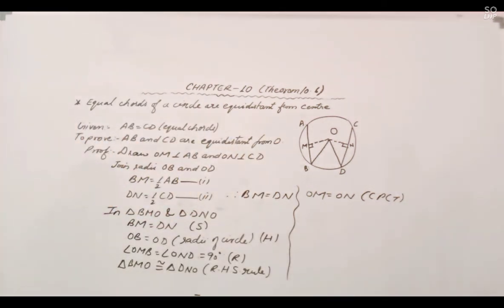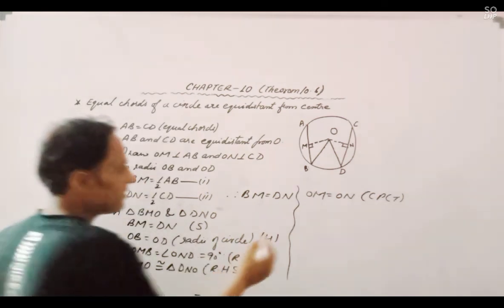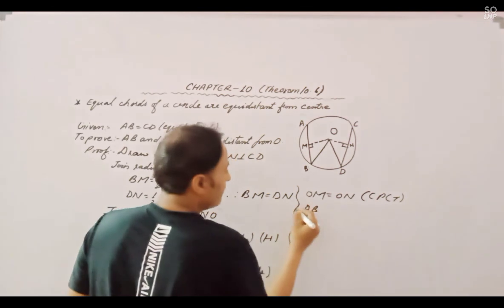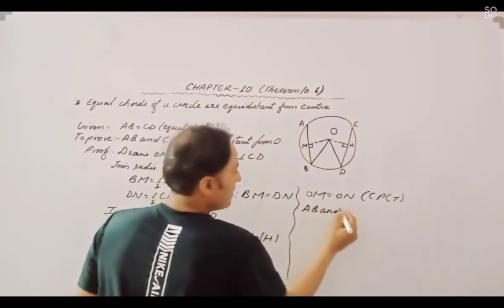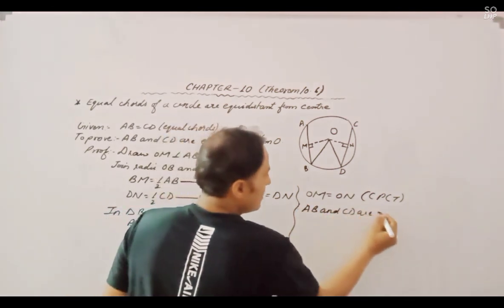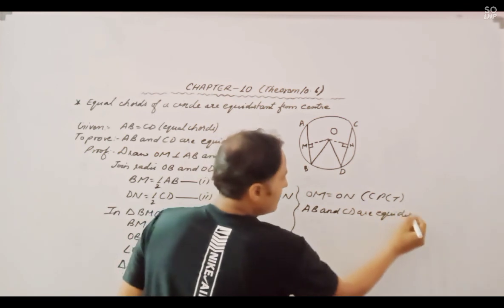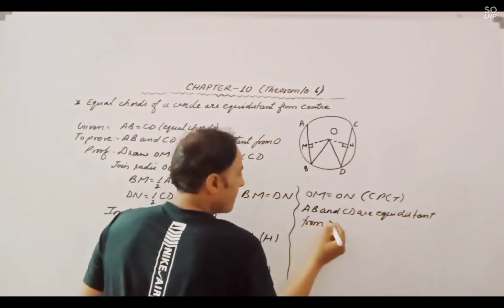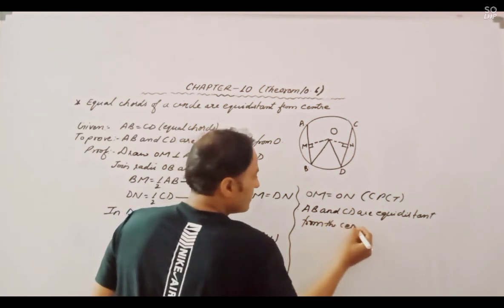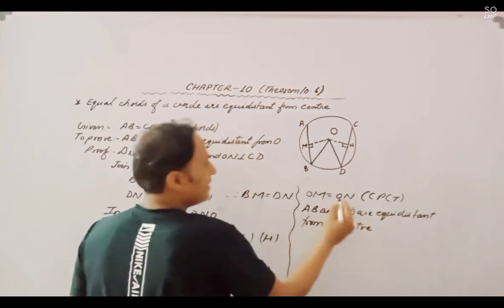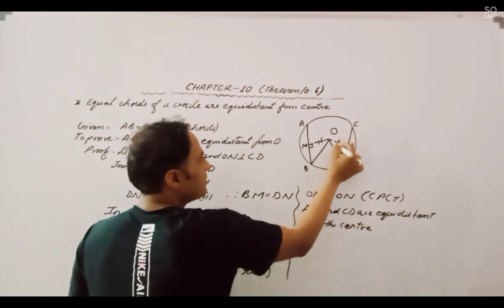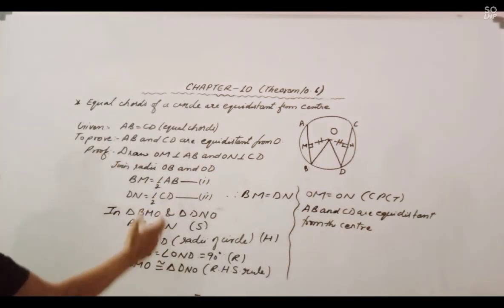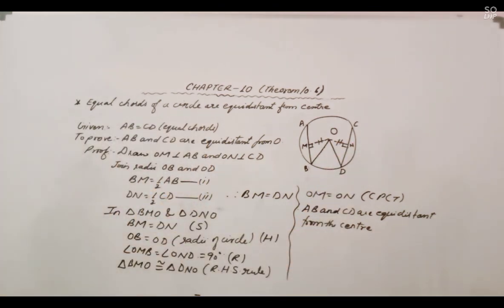Having written that, lastly we can see that the proof is all over. Therefore, AB and CD are equidistant from the center, because the previous line you can see here, this distance we have proved is equal to that distance by congruence. Well, this marks the end of the theorem.